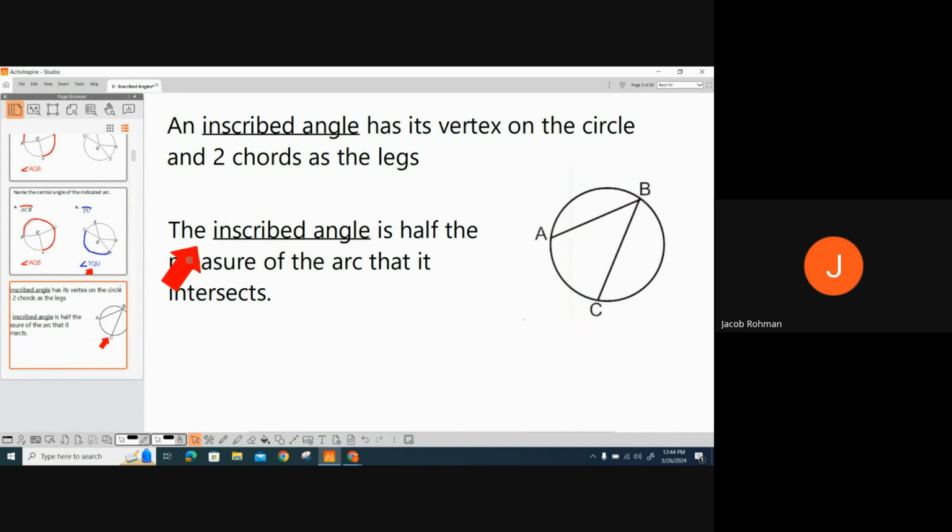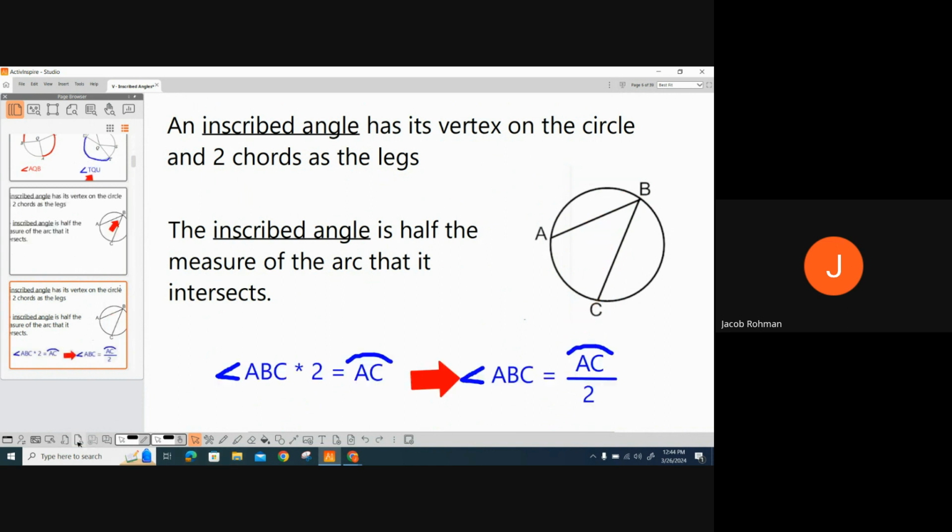And what we know about inscribed angles is that they are half the measure of the arc that intercepts them. So here, angle ABC intercepts this arc AC. Whatever the measurement of AC is, angle ABC is going to be half that measure. Another way you could look at it is angle ABC times 2 is equal to the measure of arc AC. And then again, you could take the measure of arc AC and divide that by 2 to get angle ABC.